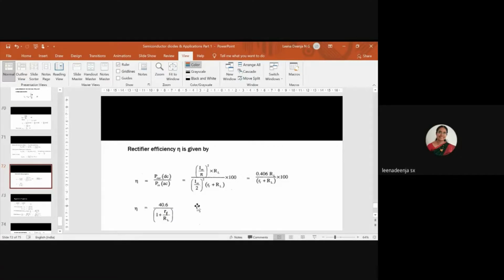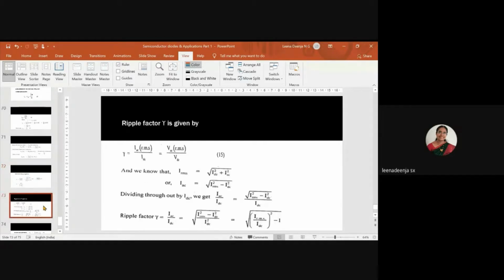Our aim is to convert the AC into DC. But if we use this half-wave rectifier, only 40.6 is the maximum efficiency in this case. So this is one of the demerits of this one: efficiency is less. Next we consider ripple factor gamma.